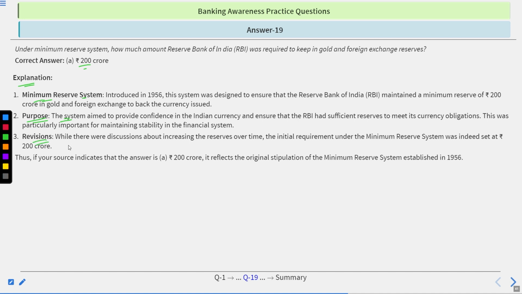Revisions. While there were discussions about increasing the reserves over time, the initial requirement under the minimum reserve system was indeed set at rupees 200 crores. Thus, if your source indicates that the answer is 200 crores, it reflects the original stipulation of the minimum reserve system, which got established in 1956.